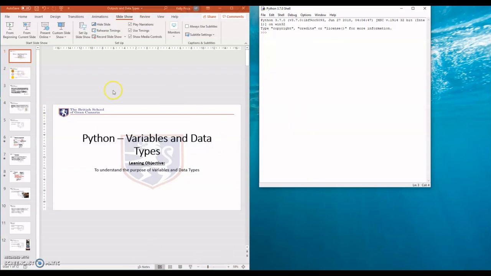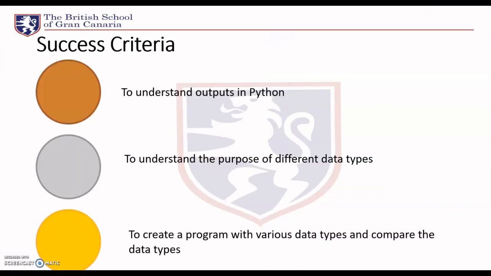Now, what we're going to look at today, I'm just going to quickly put this on slideshow. Success criteria. I want you to understand the outputs in Python, and I want you to understand the purpose of different data types and create a program with various data types and compare the data types. Now, I suggest you watch all the instructions in the video. Then when I tell you to pause the video and complete the task, you pause the video and you complete the task, okay? And then obviously once you're done, you resume the video.